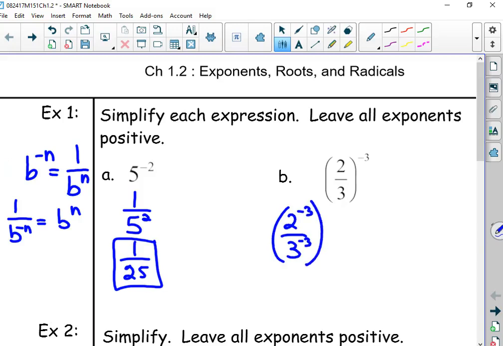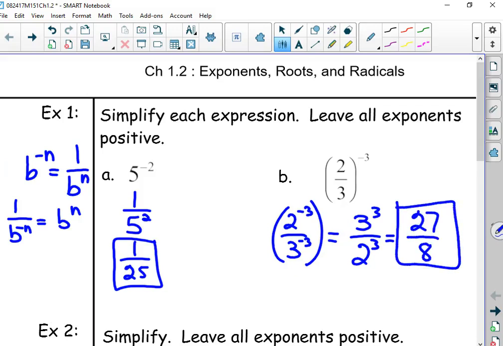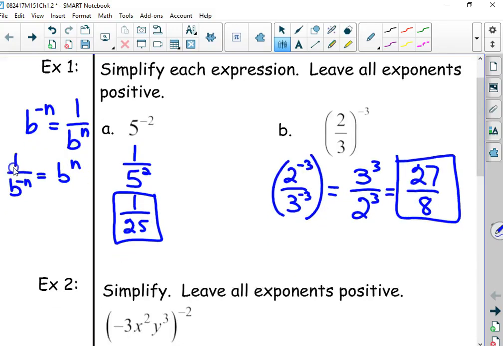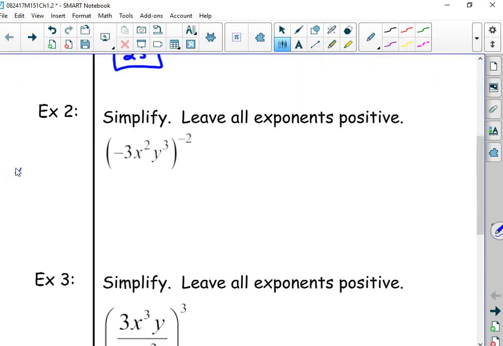Okay, but we really didn't have to do that, because if you understand how this works, basically the numerator is going to go to the denominator with a positive exponent, and the same with the denominator. It's going to go to the numerator. So really the next step is going to be 3 to the third over 2 to the third, which simplifies to 3 to the third is 27, 2 to the third is 8. Again, I'm thinking you can enter either one of those with the positive exponents, but let me know.